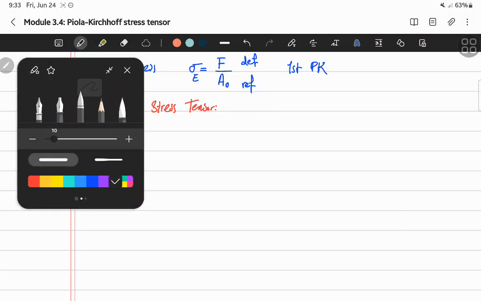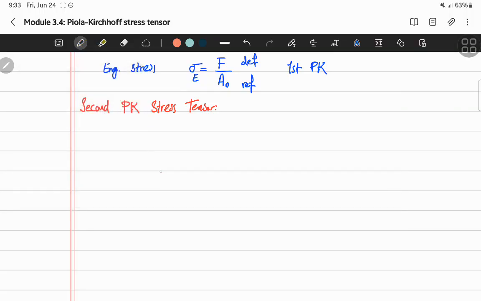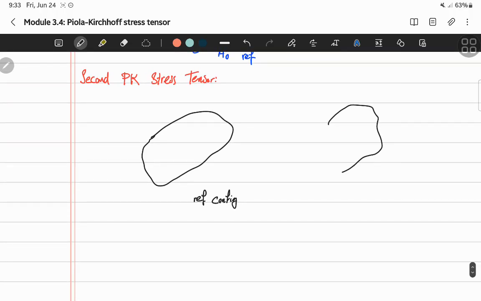So imagine a kind of situation where you have your reference configuration like this, and you also have your deformed configuration or your current configuration like this, and you of course have a dA0 here, and you have this deformed dA.